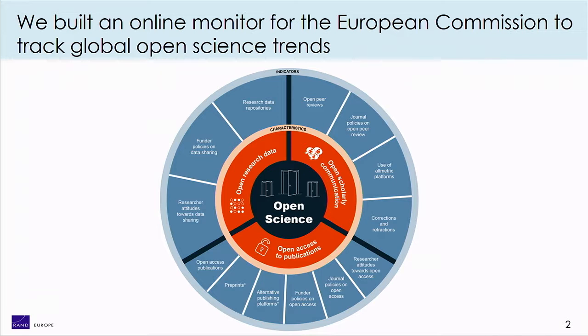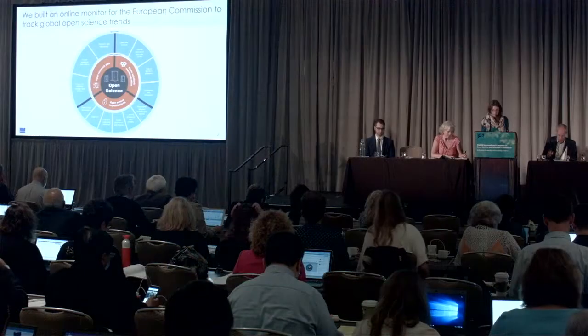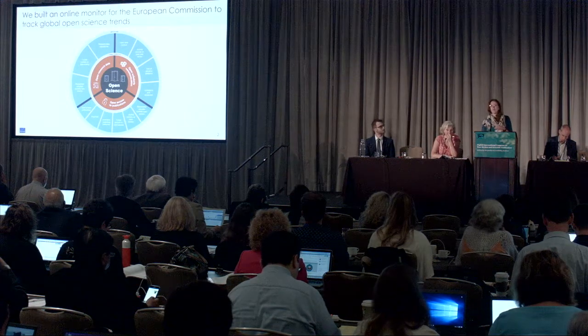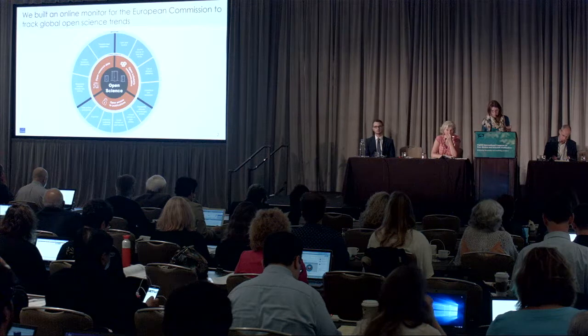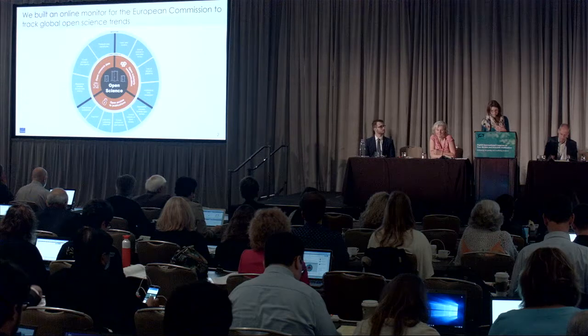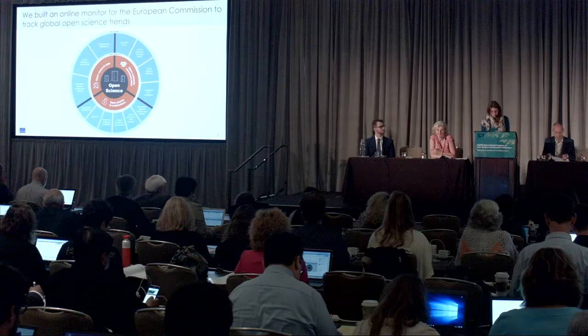And the wheel shown on the screen shows at a high level what's tracked on the monitor. So we focused on three characteristics of open science: open access to publications, open research data, and open scholarly communications. And within these areas, we have specific indicators which show, where possible, the behaviors or practices within the areas, the journal and funder policies, and the attitudes of researchers. And so within open scholarly communications, one of the things we looked at was open peer review. And this is both in terms of the behaviors of researchers and also in terms of journal policies. So this is what I'm going to show you today.